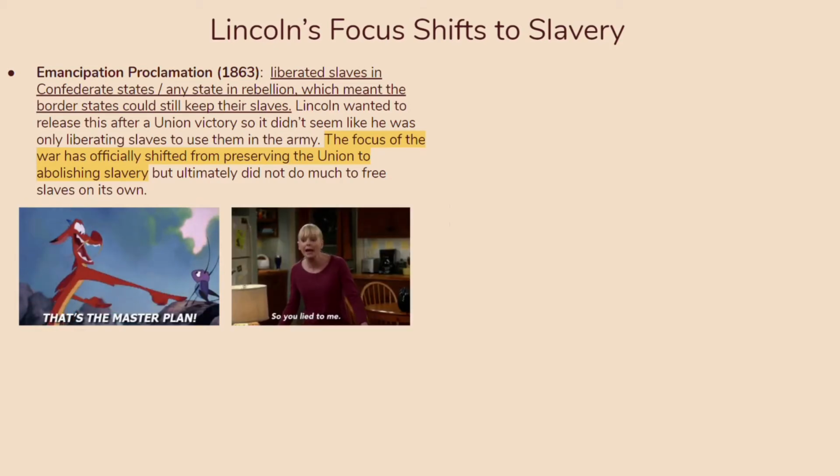And some people, maybe not the North, but some people feel almost lied to, like, wait, I thought this was just about the Union. Why are you bringing slavery into this? So this will further create tensions during the war.